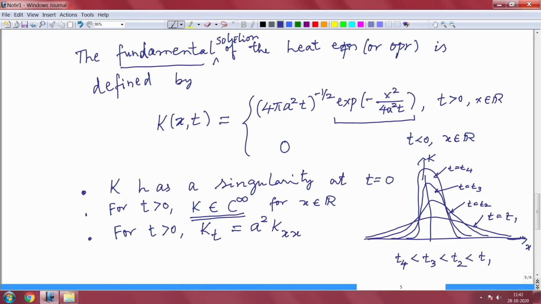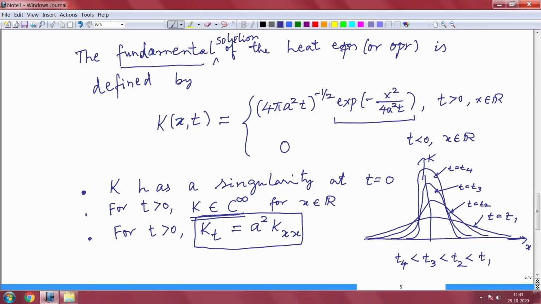Important thing we will notice and use is that the fundamental solution satisfies the heat equation in the region t positive, and that this k is a very smooth function, infinitely differentiable. These two things will help us in finding a formula for the initial value problem. So this occurs in the formula for the solution of the initial value problem.